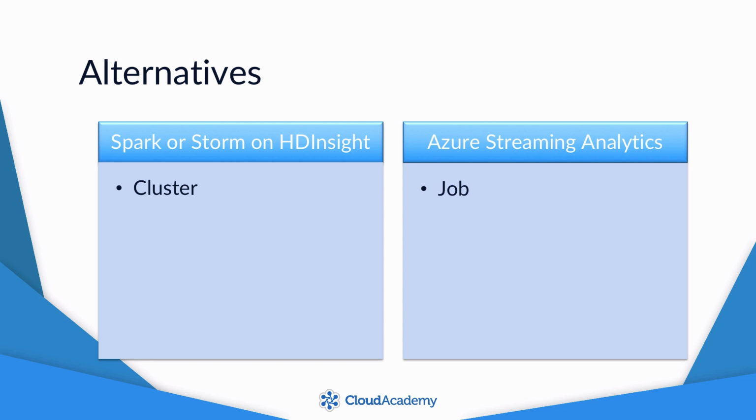Spark and Storm are open source software and are part of the Hadoop ecosystem, so any code you write can easily be run on-premises or on other cloud platforms. In contrast, Stream Analytics is a Microsoft proprietary technology, so the code is not portable.